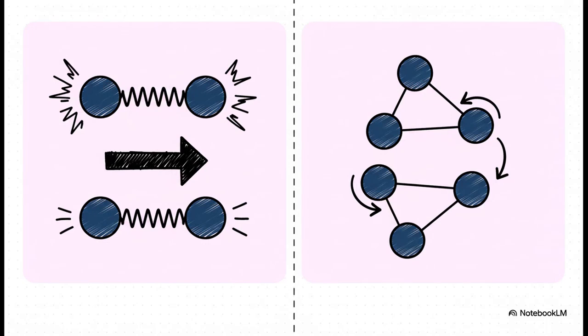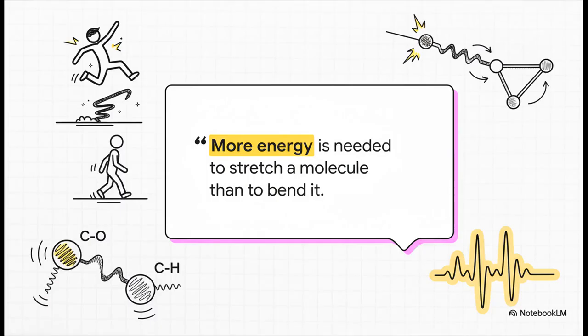So let's break down the two main dance moves here. First up, you've got stretching. This is where the atoms in a bond move further apart and then closer together, just like a spring being pulled and released. And then you have bending, which is where the angle between the bonds changes, kind of like a pair of scissors opening and closing. And here is the absolute crucial point. Just like it takes way more effort for you to do a big jump than a simple shuffle, it takes more energy to stretch a bond than it does to bend it. And what's more, different types of bonds, like, say, a carbon-oxygen bond compared to a carbon-hydrogen bond, they all stretch and bend at their own unique energy frequencies. This is what gives every single molecule its own signature rhythm.